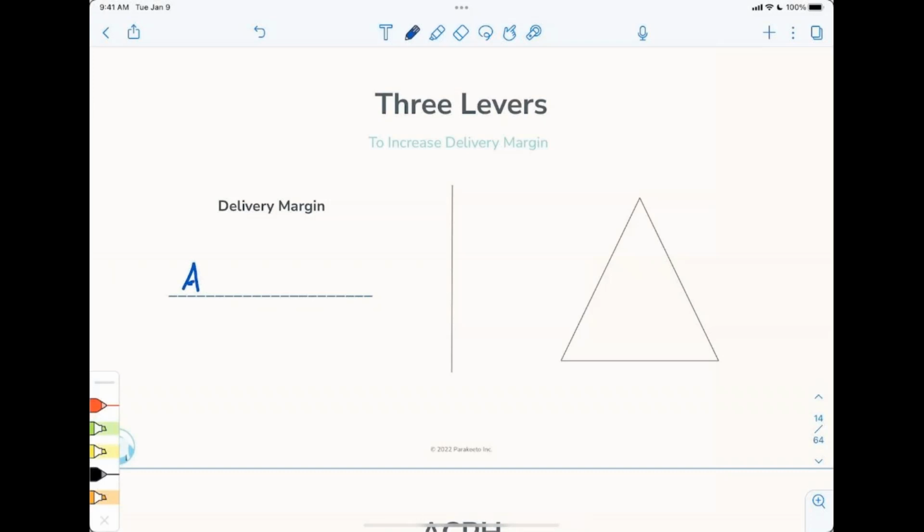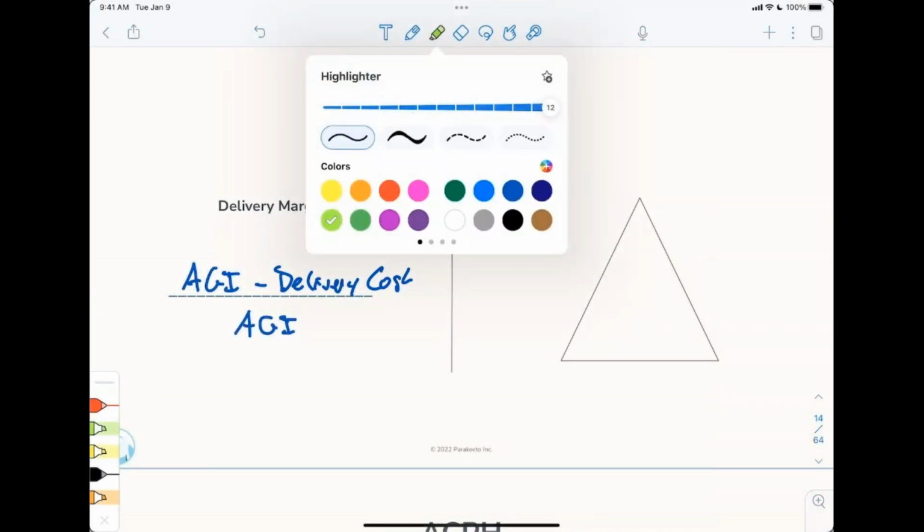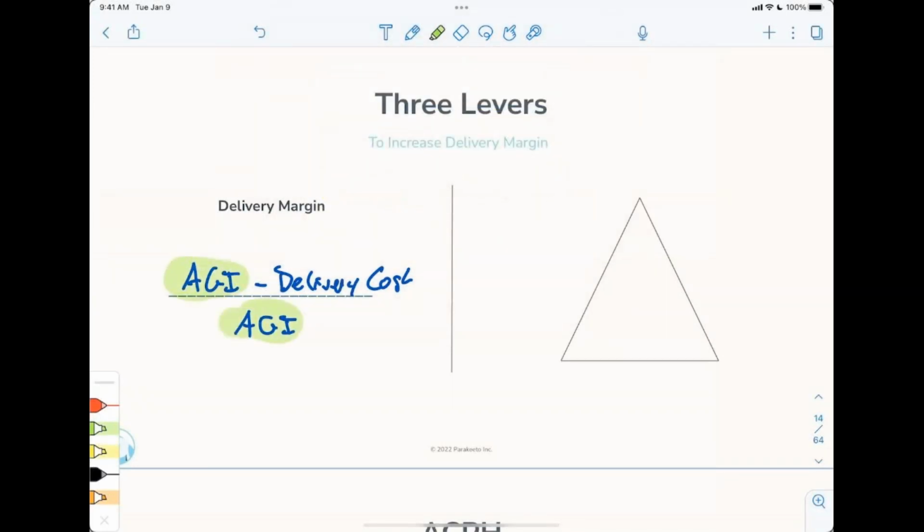So the formula is the following: agency gross income minus delivery costs, divided by agency gross income. Okay, so agency gross income is related to how much money you bring in for a given time period or given section of work, and delivery cost is related to what it costs you to get that work done in terms of the time and payroll that goes into completing the deliverables that were promised to the client, as well as any shared delivery expenses such as software, tools, stock footage libraries, those kinds of things.